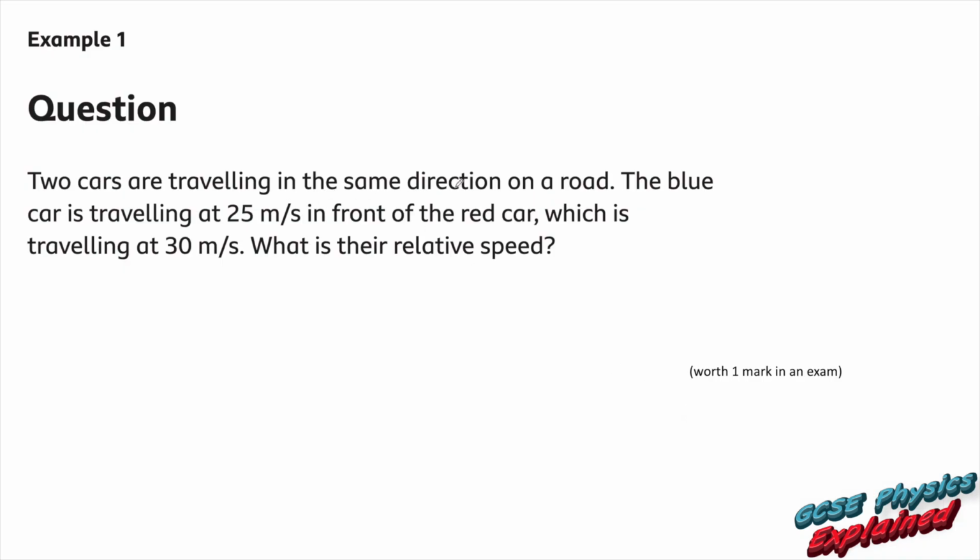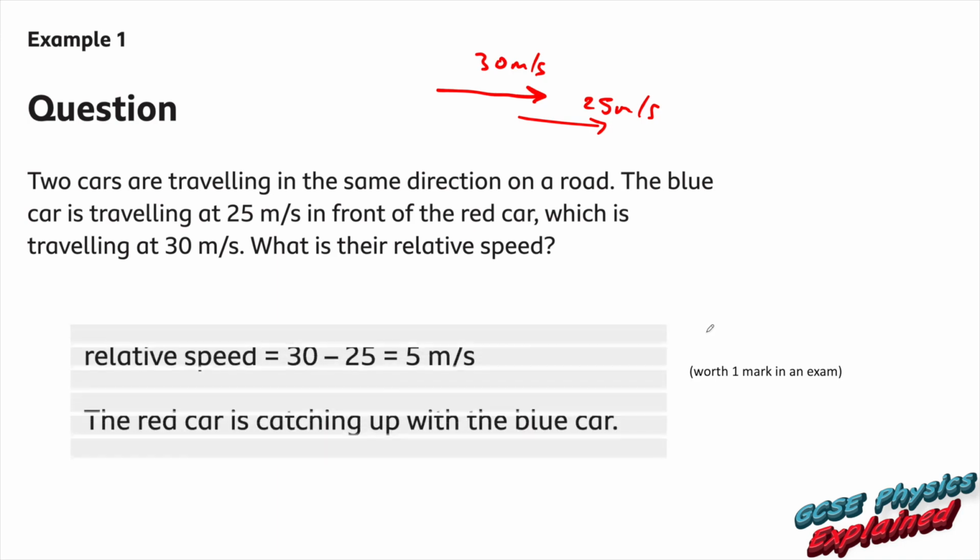Right, two cars are traveling in the same direction on a road. The blue car is traveling at 25 meters per second in front of a red car which is traveling at 30 meters a second. What's their relative speed? So there's the blue car traveling like that, 25 meters a second, and you've got a red car which is behind, but it's going faster, so it's going to catch up. Okay, what you do then is you take the smallest speed away from the biggest speed. So basically this car here will be creeping up on this car at a rate of 5 meters per second. Okay, and you get 1 mark for saying that in an exam.